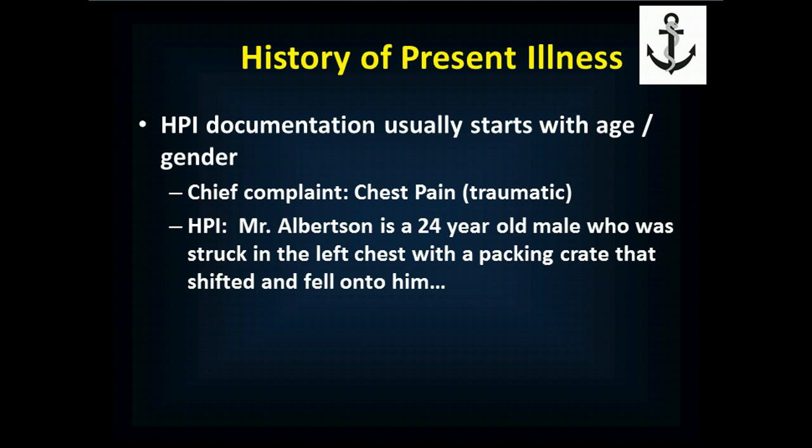Usually we start with the age and the gender, so we document a chief complaint of chest pain and we note that it's traumatic. And then in the history of present illness, we identify the patient, Mr. Albertson, or this is a 24-year-old male, so now you know the age, you know the gender, struck in the left chest with a packing crate that shifted and fell onto him.